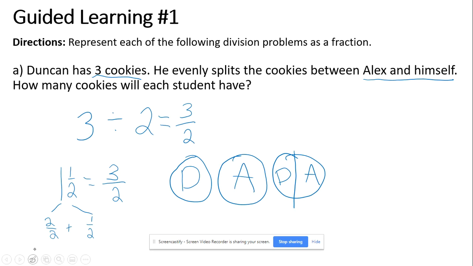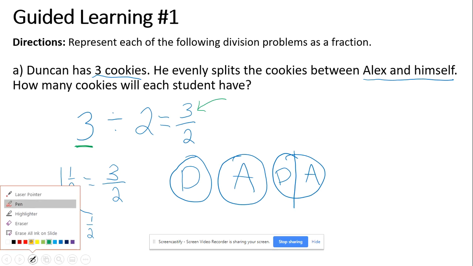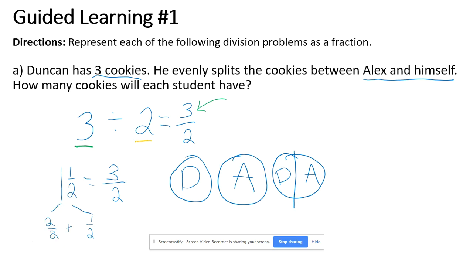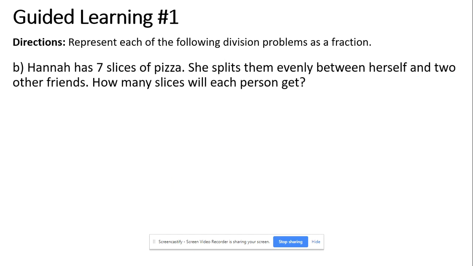But something that I've noticed, I'm going to change the color here to green. So I'm noticing that our dividend, which is 3, matches the 3 as our numerator. And then let me change the color orange. So 2, which is our divisor, matches our denominator 2. So I'm thinking that 3 divided by 2, the dividend goes on the top and the divisor goes on the bottom.